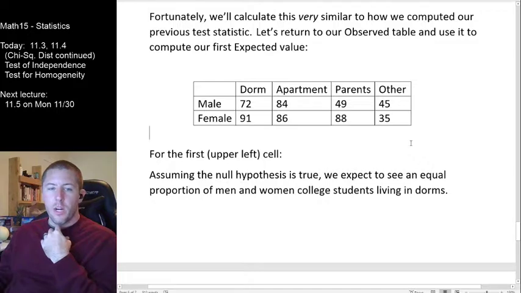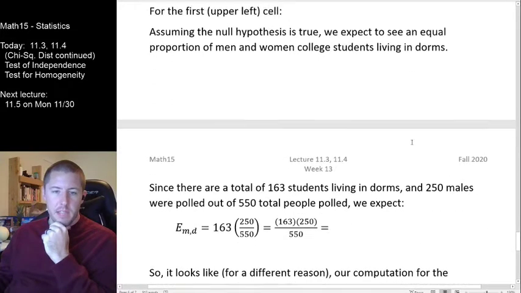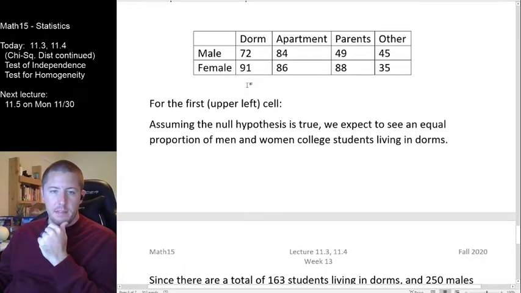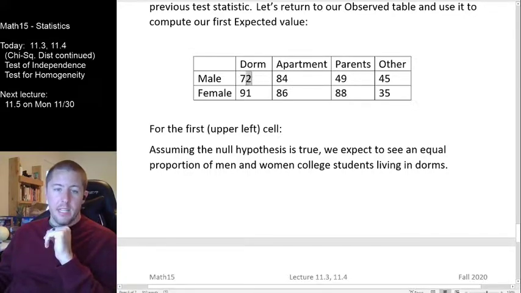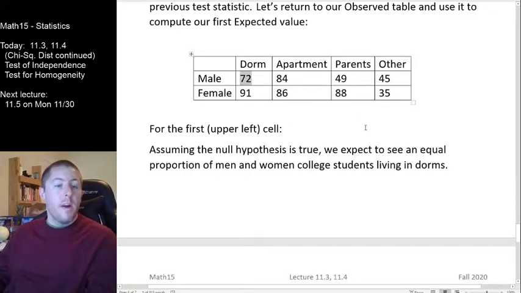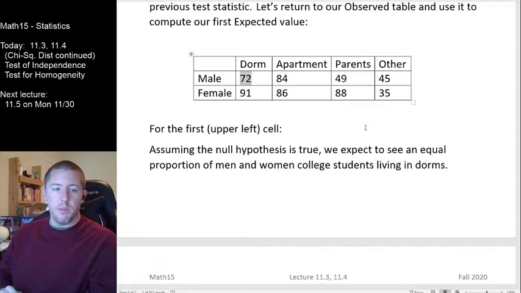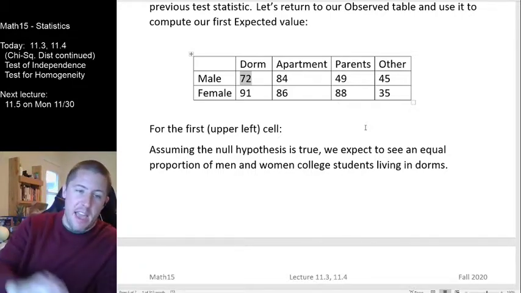And again, the thing that we're going to want to do in all of these cases is to always get our sums of our rows and our columns to help us out with this. So let me go ahead and find some of these. And by the way, I'm going to say up front, what we're going to do right now is talk about the expected value associated with this cell in the table, the males in the dorm that currently has an observed value of 72. All the rest we're going to do in Excel. So I'm not going to do a ton of by hand work right here.